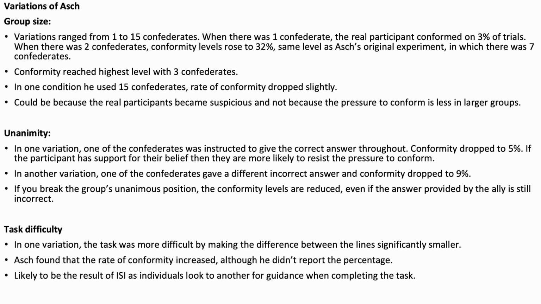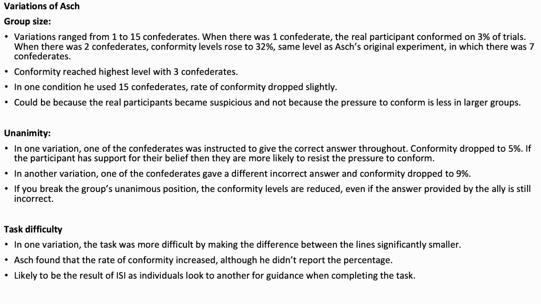The next variation is unanimity, where one of the confederates was instructed to give the correct answer throughout. Conformity then dropped to 5%. So if the participant has support for their belief, then they are more likely to resist the pressure to conform. In another variation, one of the confederates gave a different incorrect answer, and conformity dropped to 9%. So if you break the group's unanimous position, the conformity levels are reduced, even if the answer provided by the ally is still incorrect.